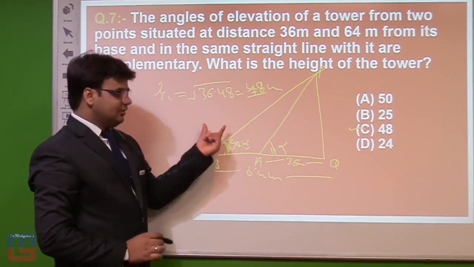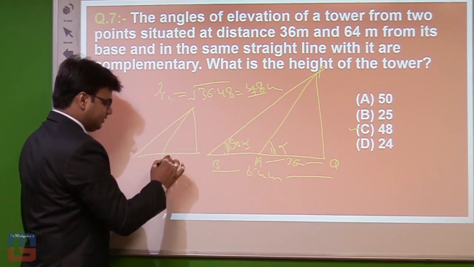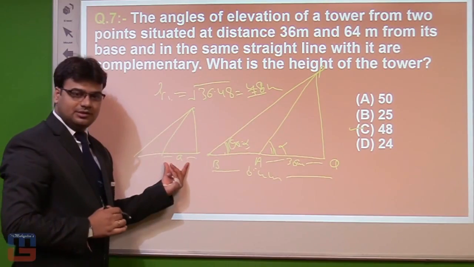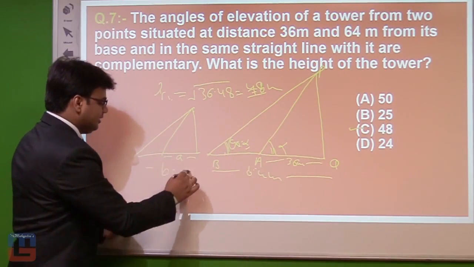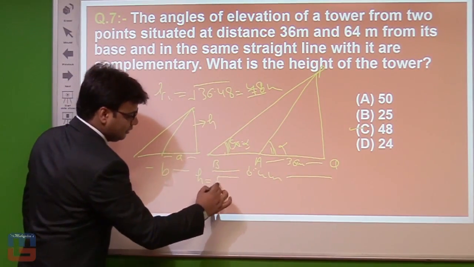It's a trick. Suppose the angles of elevation from two points are complementary, and the distances of the points from the base are A and B. Then to find the height, always use the shortcut: height is equal to root AB.